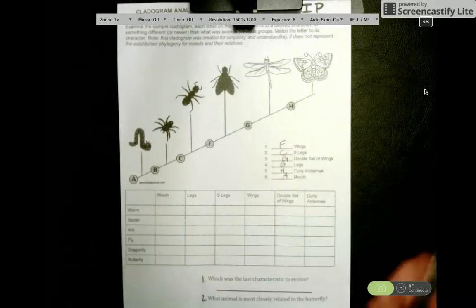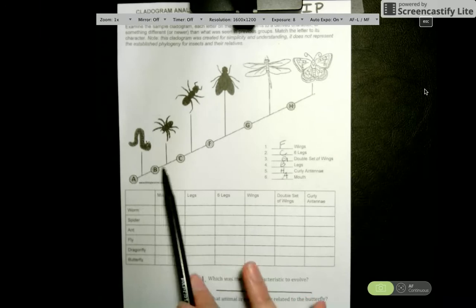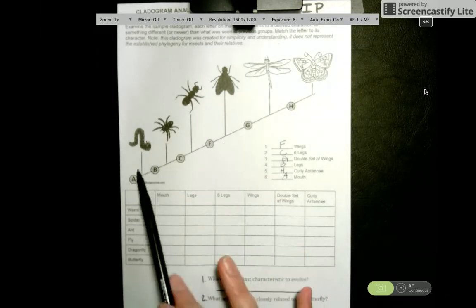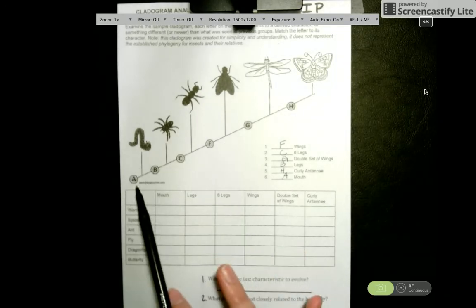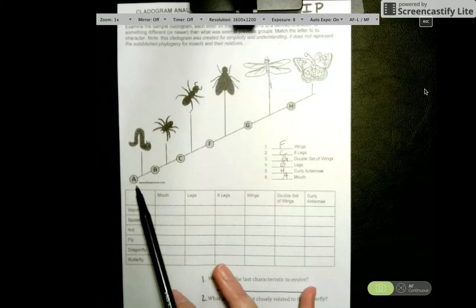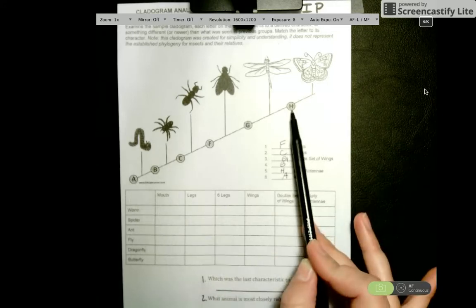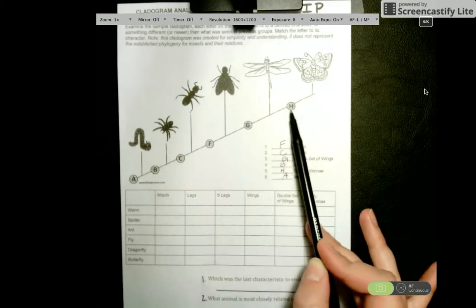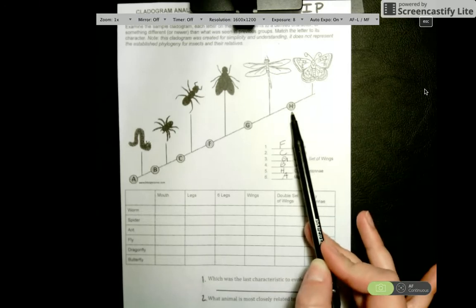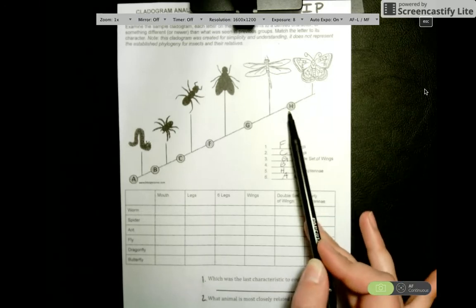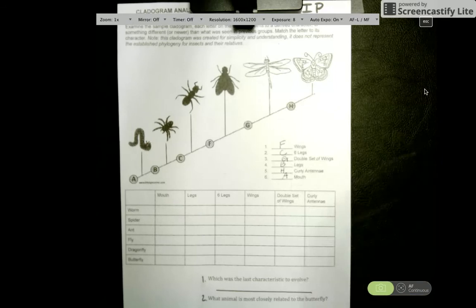Okay, so we're simply looking at when did each characteristic evolve. Remember, this one down here is the oldest. This one up here is the newest or the most current. Okay, this is the last thing to evolve. So now you see this chart down here. This is how you would go about drawing your cladogram if you had to make one from scratch. And that's exactly what you're going to have to do on 31 OP.